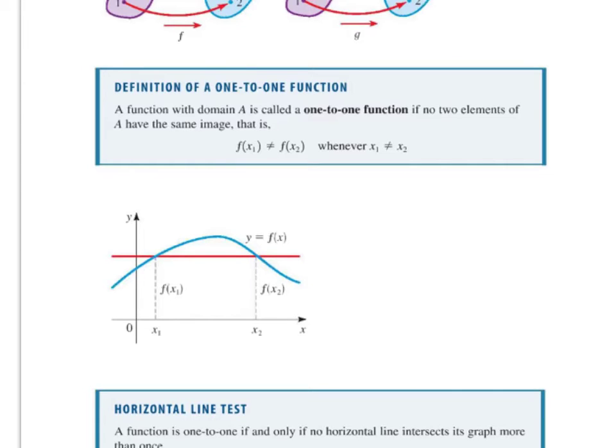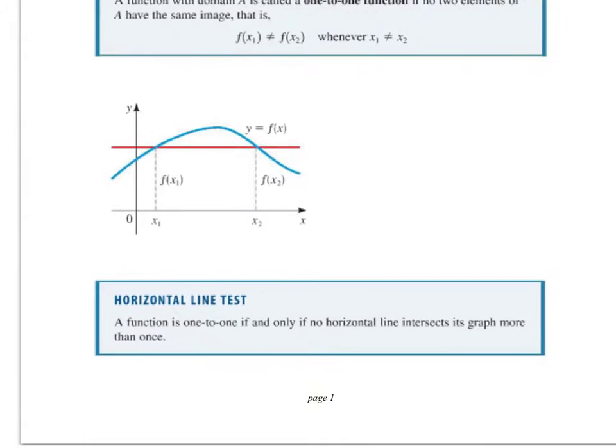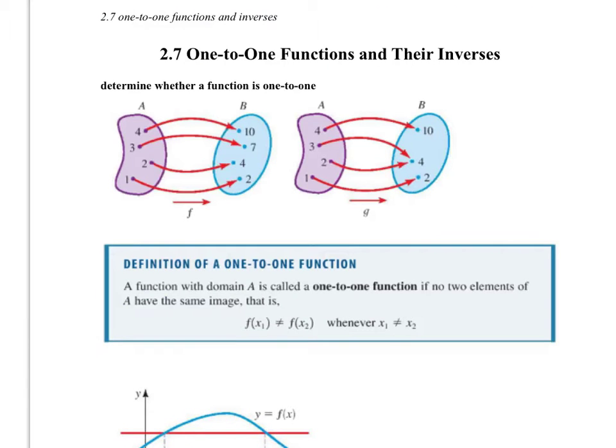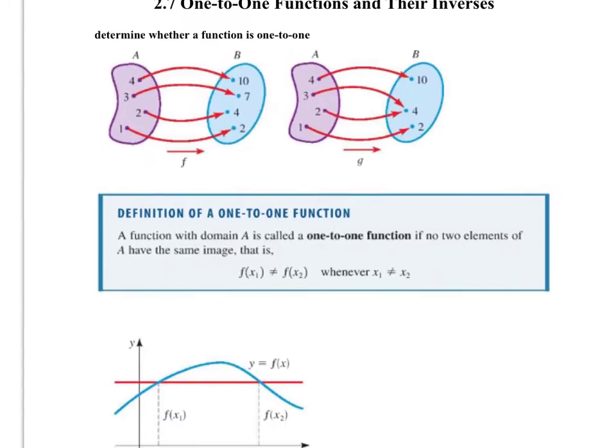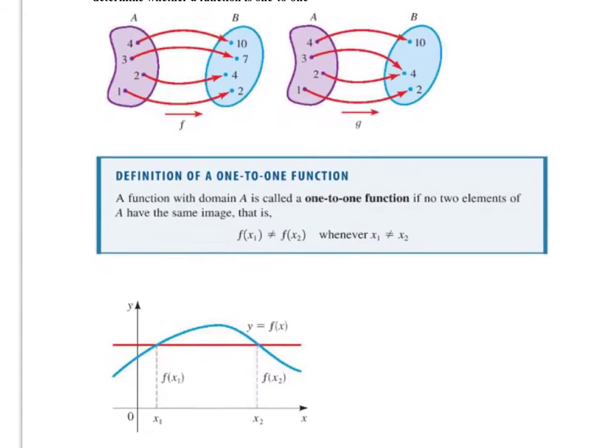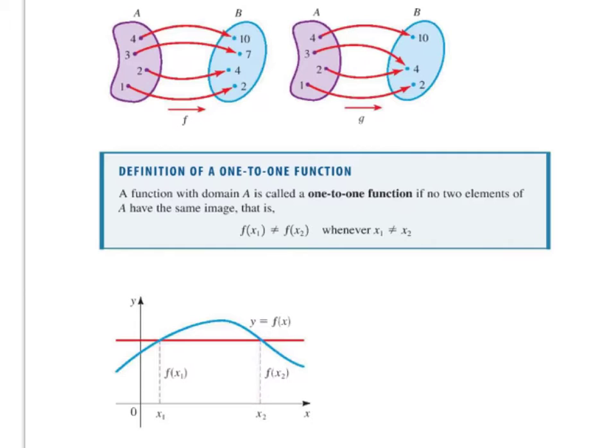So what we have is this nice horizontal line test, which is a direct result of the definition. If two x values are different, the function values have to be different. If they are the same, then that means that there's a horizontal line that crosses the graph in more than one place. And so the horizontal line test is a test for whether a function is one-to-one. So it's easy to tell from the graph whether a function is one-to-one, provided you can draw the graph. So just remember that a one-to-one function is a function that passes the horizontal line test.